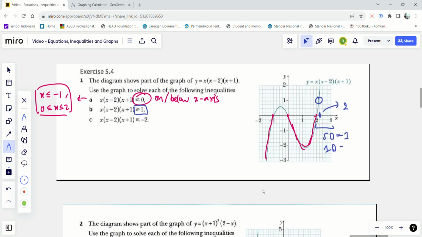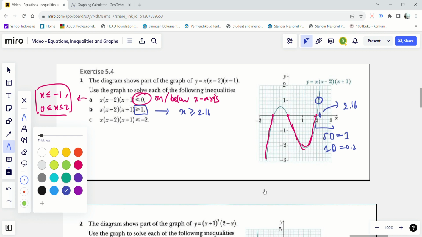So if it's 1 box, that will be 0.2. So this is almost 2.2. Maybe not really 2.2, but probably 2.1, let's say 2.16, just taking a guess. So here the answer will be x at least 2.16. You can have a different answer, 2.17, 2.18, and so on. There is usually some degree of tolerance for that.